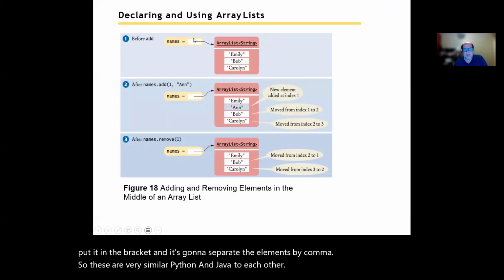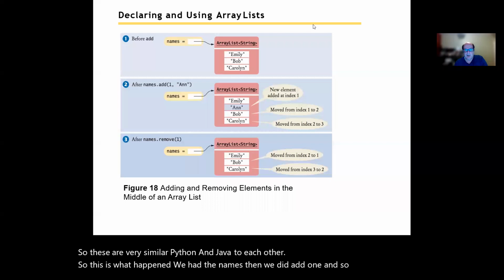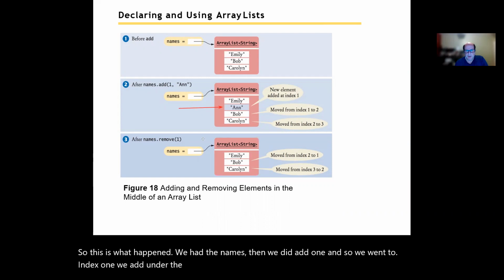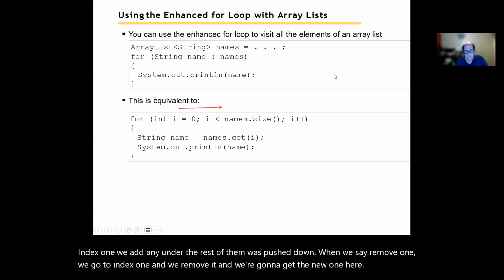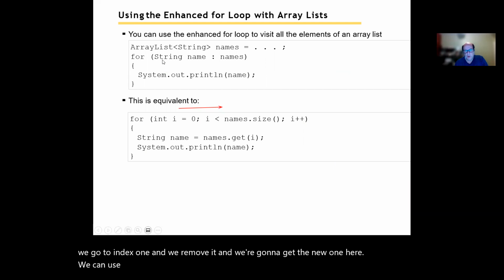So this is what happened. We had the names, then we did the add 1 and. So we went to index 1, we added an in there. The rest of them were pushed down. When we say remove 1, we go to index 1 and we remove it, and we're going to get the new one here. We can use our for each loop to make it easier to use. This is the same as this one, the old-fashioned way, for those who want to use it.